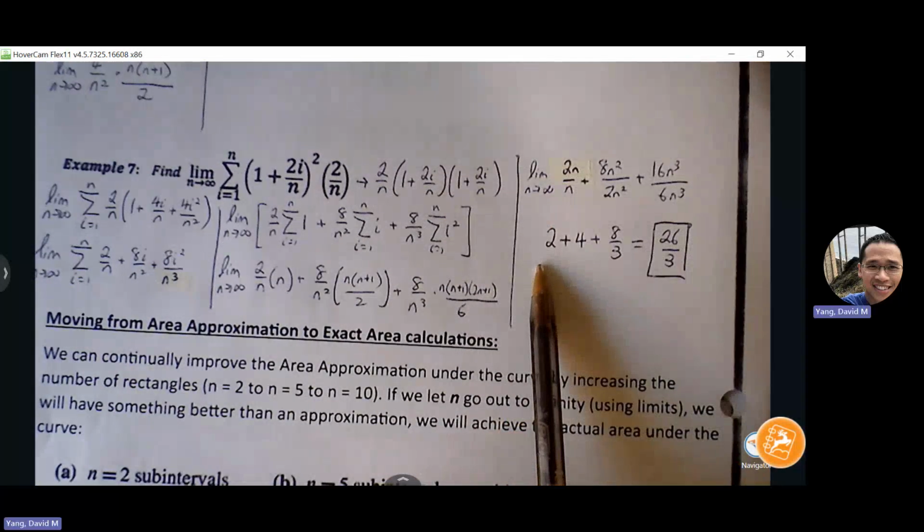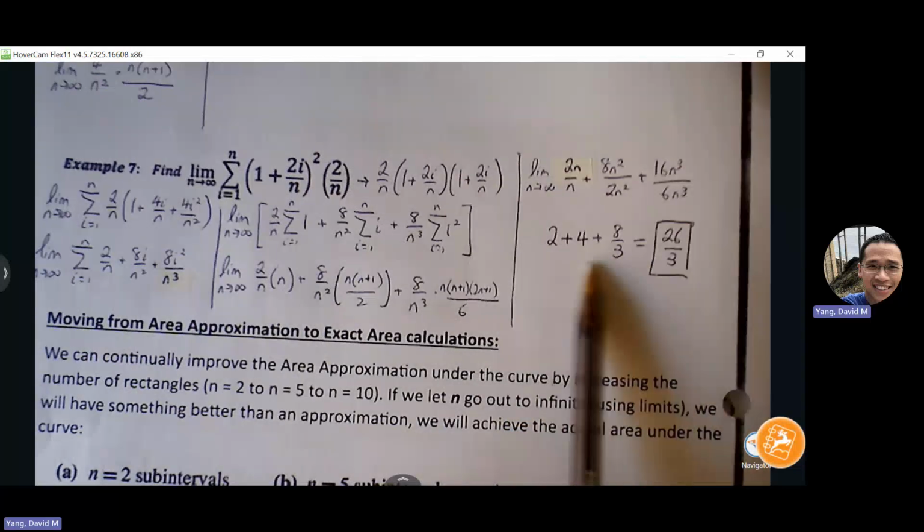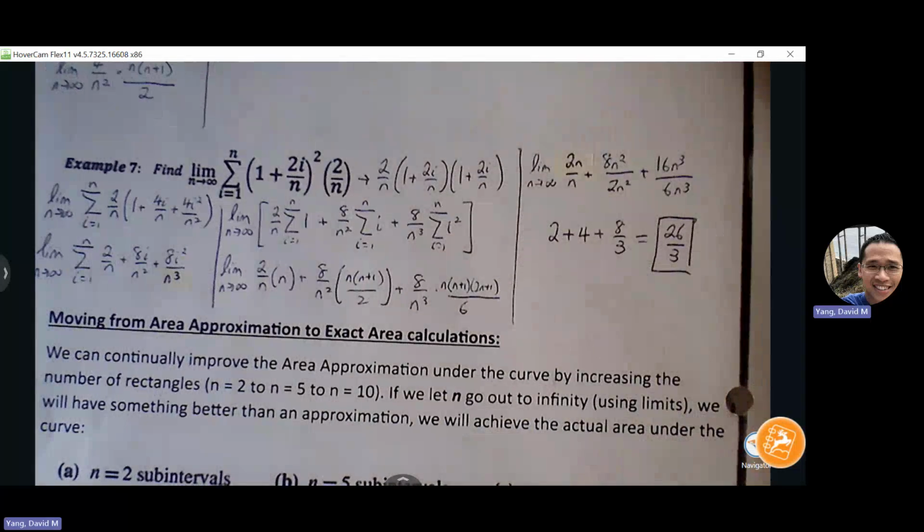So 2 over 1 is 2, 8 over 2 is 4, 16 over 6 is 8/3. We use our calculator, or we can do this by hand. Ends up giving us an exact value of 26 over 3.